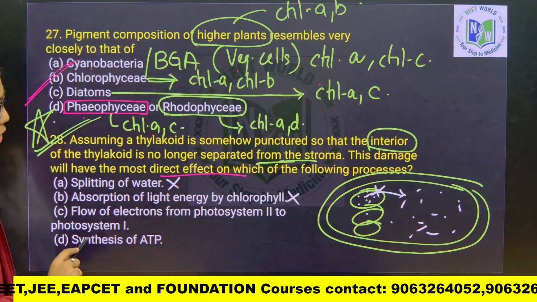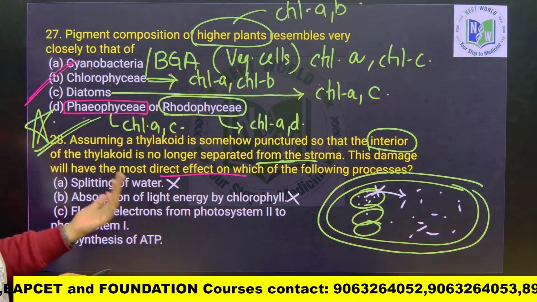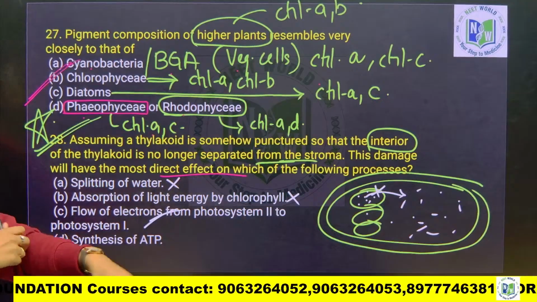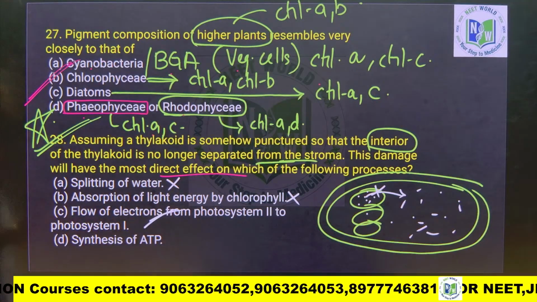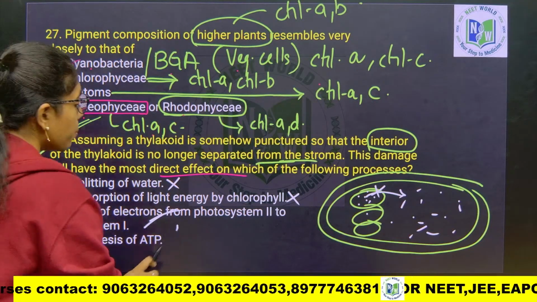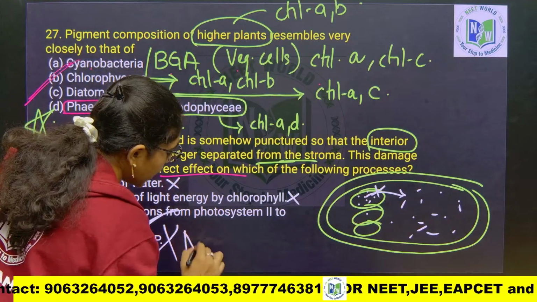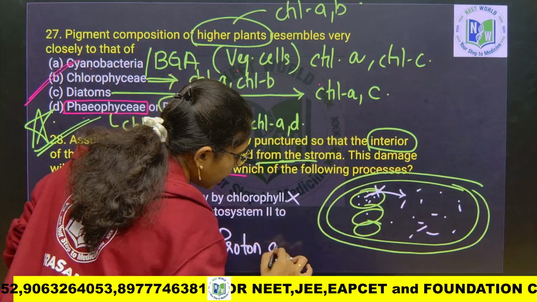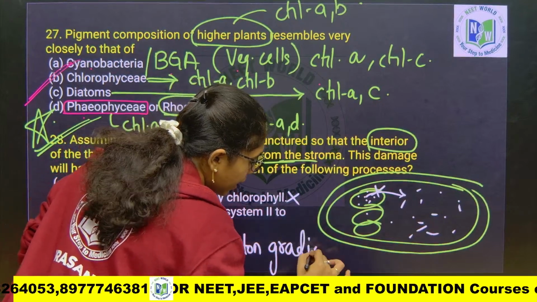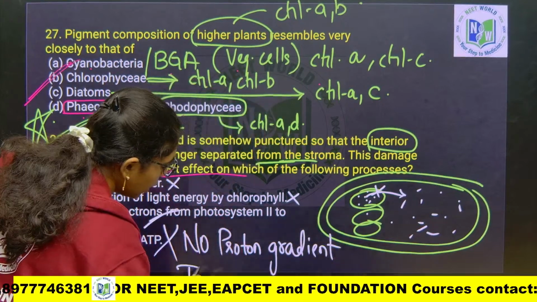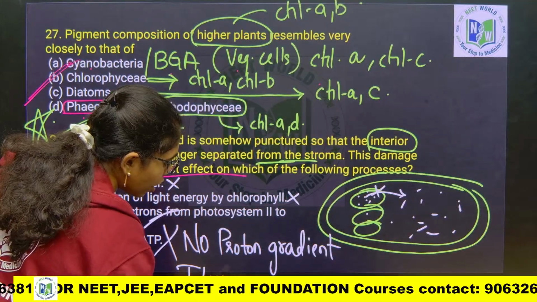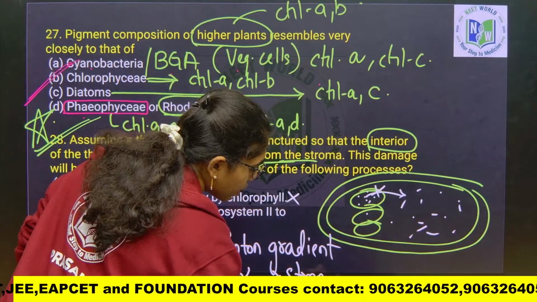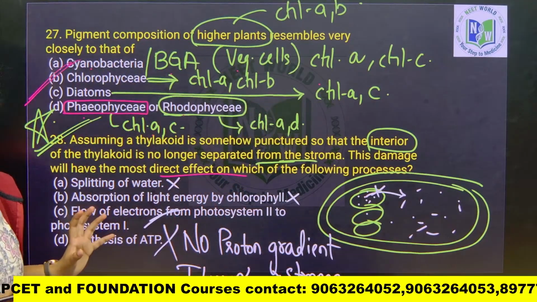Flow of electrons from photosystem 2 to photosystem 1 also will not be affected. Photosystem 1 and 2 are both present, right, but synthesis of ATP will be affected because there will not be any proton gradient between the thylakoid lumen and stroma. So this will be the answer.